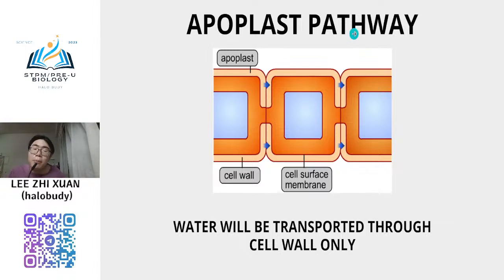Last one is the apoplast pathway. This pathway is very special because the water molecule will pass through the cell wall only, meaning that it will not pass through the cytoplasm and also not through the vacuole. You see in this diagram, the water molecule passes through the cell wall only. It will not enter the inside of the plant cell. It will only flow through the cell wall.